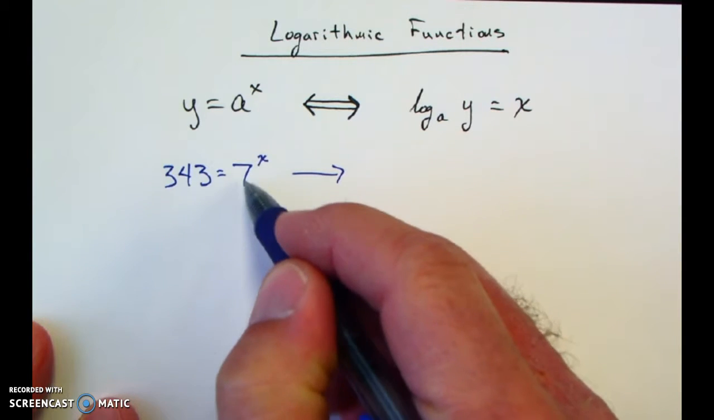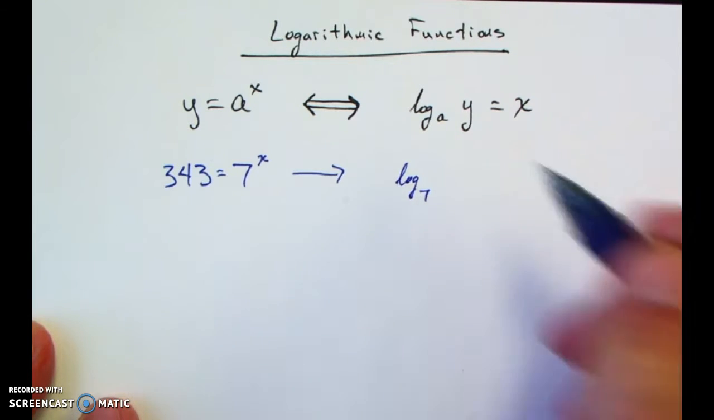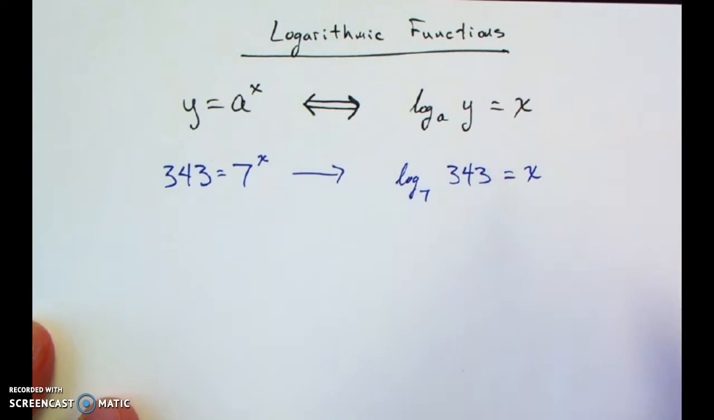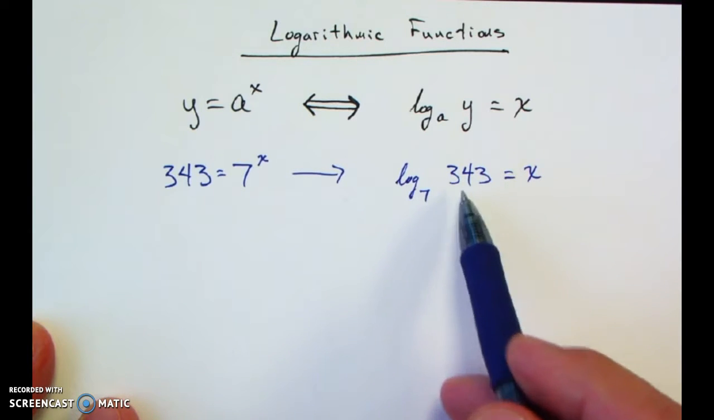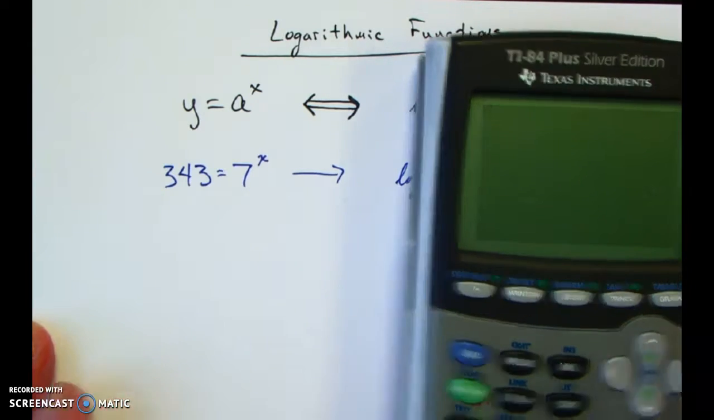So my base is the base. So here I have base 7, so I'm going to go log base 7 of 343 is equal to x. And so this part we can plug into our calculator and figure out 7 raised to what power is equal to 343.